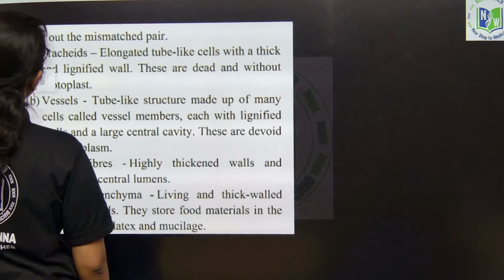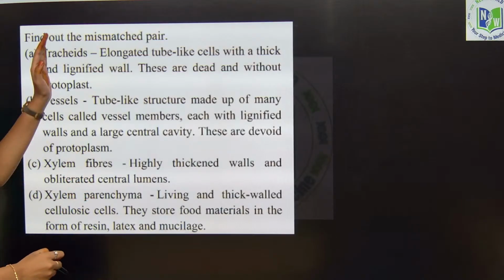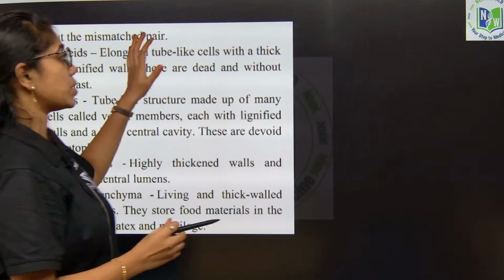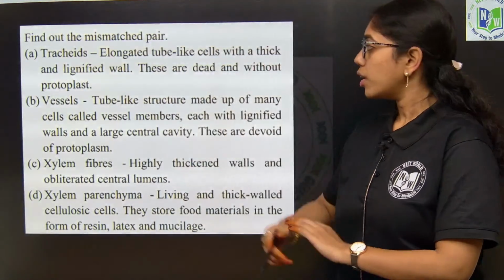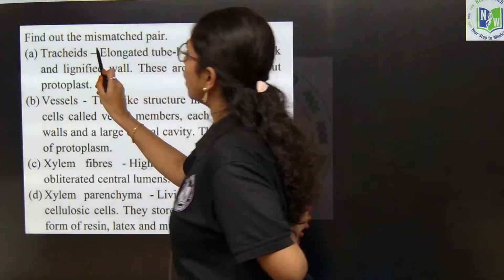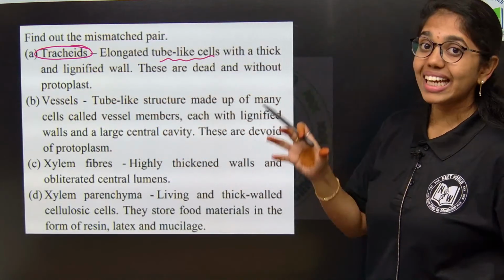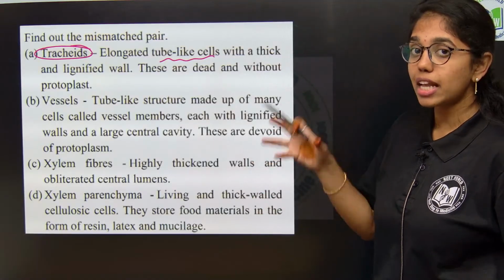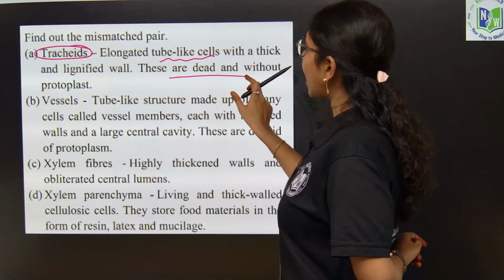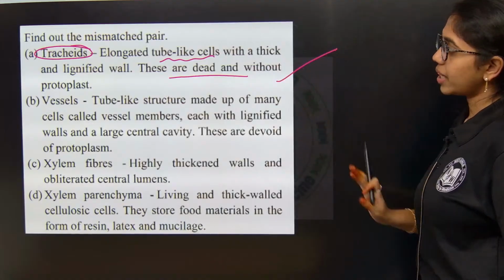So, here find out the mismatch pair. Mismatch pair we have to identify, and the question is about the xylem tissues. All the tissues which are present in the xylem, the question is about that. Here we have tracheids, vessels, xylem fibers and xylem parenchyma. Tracheids are elongated, tube like cells with thick and lignified cell walls, made up of sclerenchymatous tissue. These are dead and without protoplast. So, they are dead. The statement is right only.